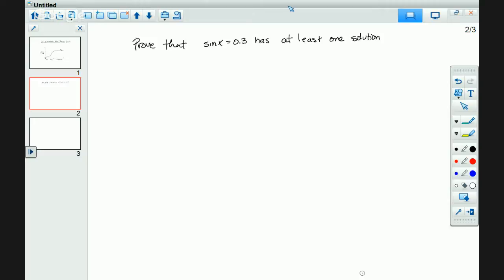Okay. So the question is, are there values of sine around 0.3 that give us x values? We want 0.3 to be between these two. So 0 and 1 are good candidates, right? What angle has sine of 1? Pi over 2?